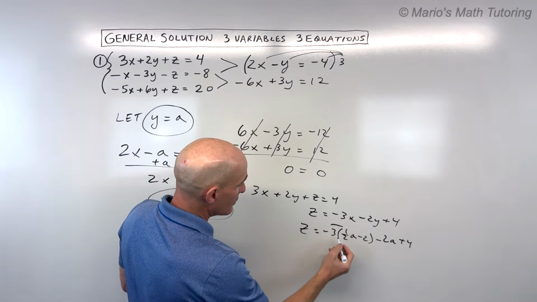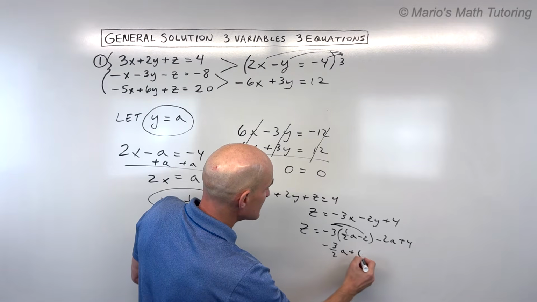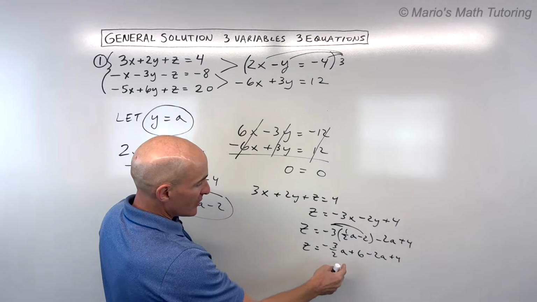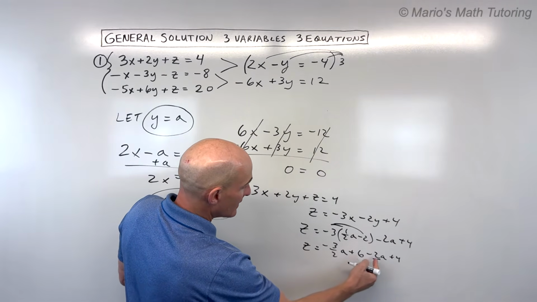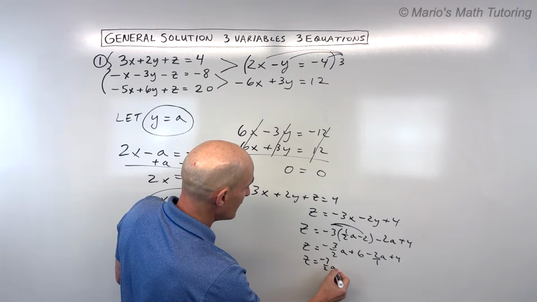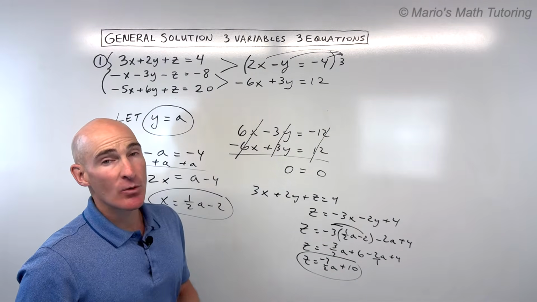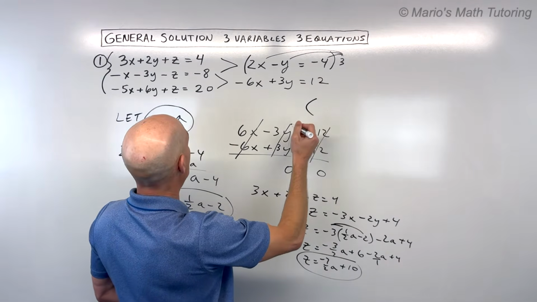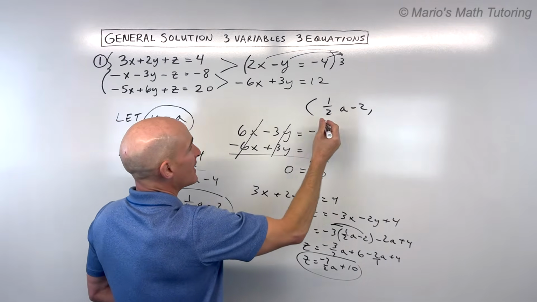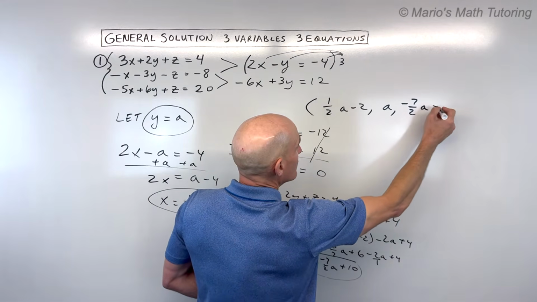And then if we simplify a little bit here, let's see, distribute, we get negative 3/2 a plus 6 minus 2a plus 4. And if we combine, let's see, negative 2 is like negative 4 over 2 plus negative 3 over 2. That's going to be negative 7 over 2 a. 6 plus 4 is 10. Okay, so now we have z in terms of a. So we're going to write it as a triple, like x, y, z. So we have x, which is 1/2 a minus 2. y is equal to a. And z is equal to negative 7/2 a plus 10.